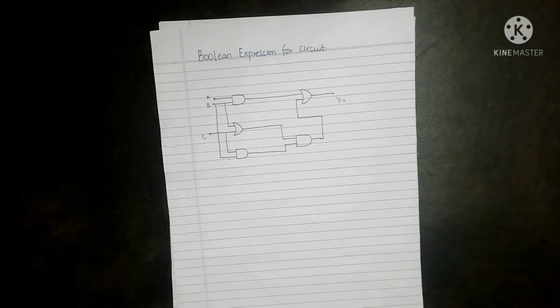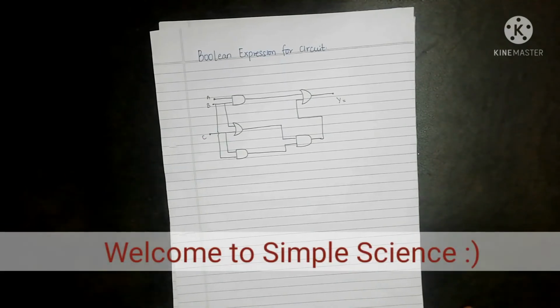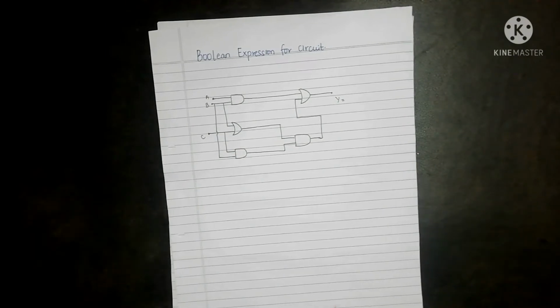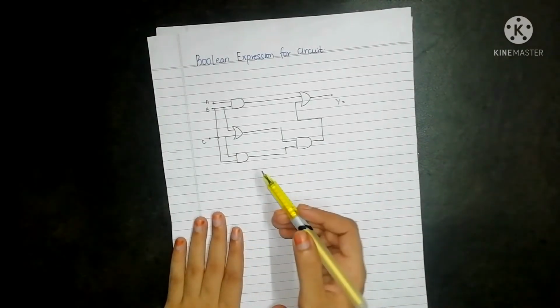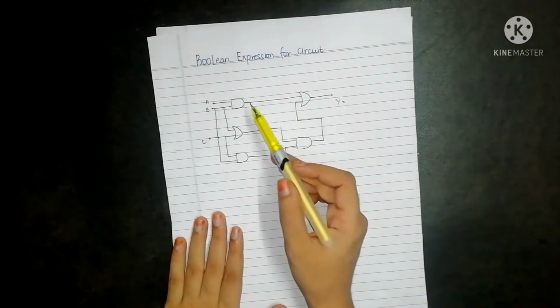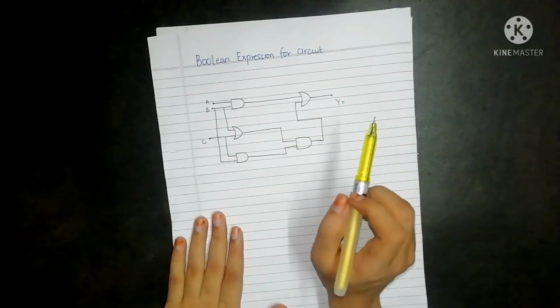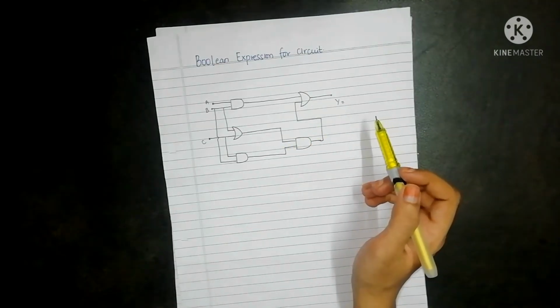How to write the Boolean expression for any circuit. Hello everyone, welcome to Simple Science, and in this video we will see how we can write the Boolean expression for any logic circuit. Suppose we are given a circuit like this and we are told to write down the Boolean expression for each of the gates and also the final output. So how are we gonna do this?